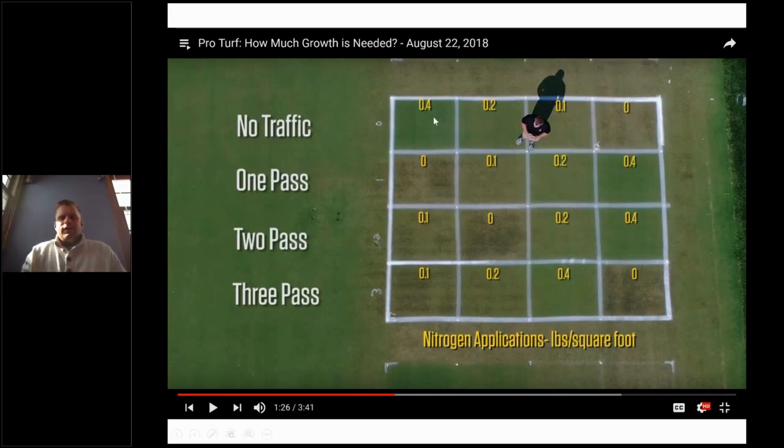So we have obvious differences here where the ones that got the most amount of fertilizer looked good, but you'll notice that if it had no traffic, the 0.4 maybe even is a little bit too green. It's a little too lush, it might be too slow. Where we had a lot more traffic, the 0.4 looks about the same as the 0.2 without traffic. So we've doubled the amount of fertilizer, but we have very similar quality and performance.